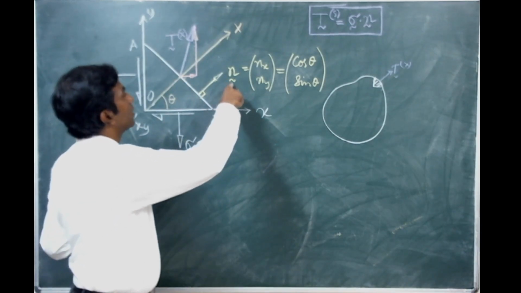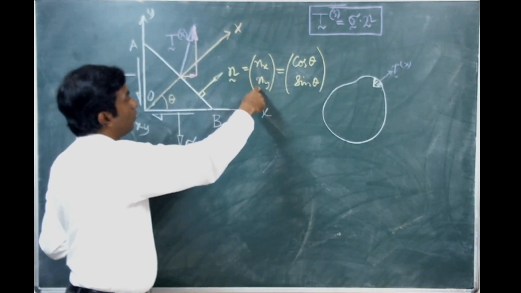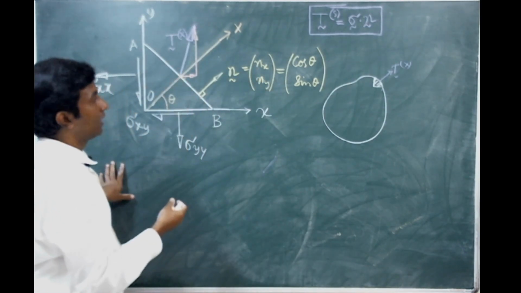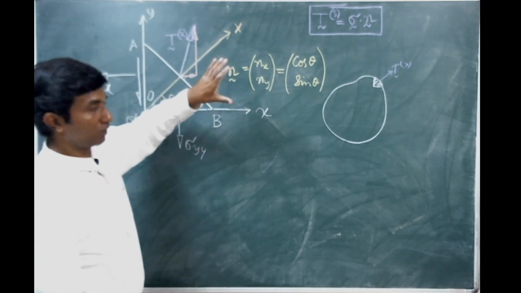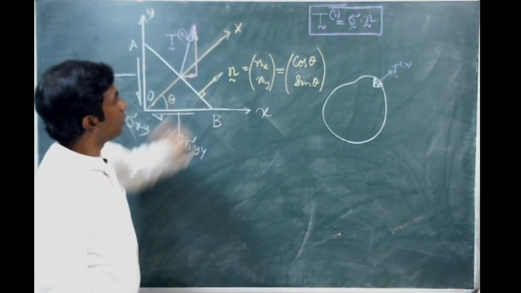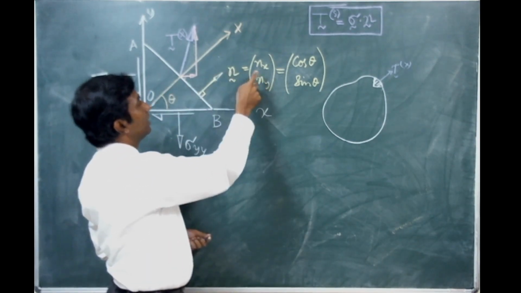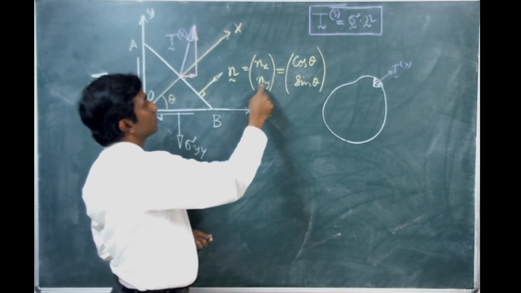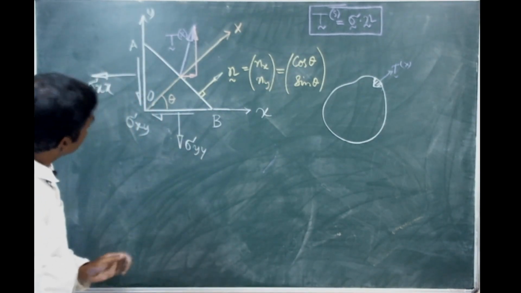So, the outward unit normal vector n has two components; the z direction has 0 contribution. So, nx, ny and 0. We are solving the 2D problem, which is why the other component is not accounted for. Geometrically, nx is basically cosine of theta, and ny is sine of theta.